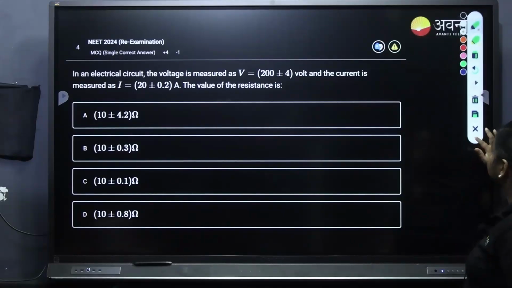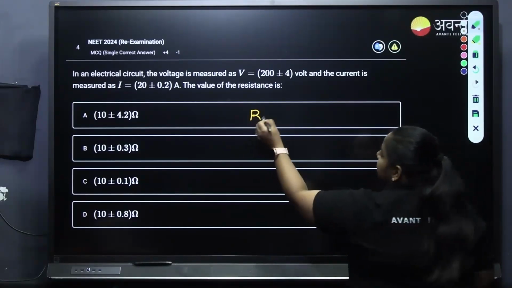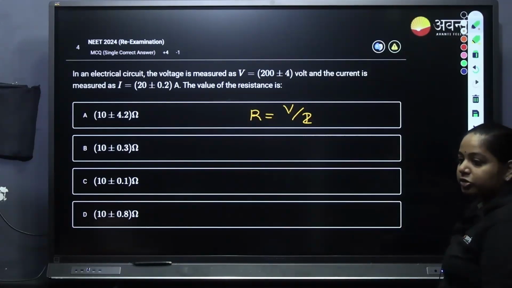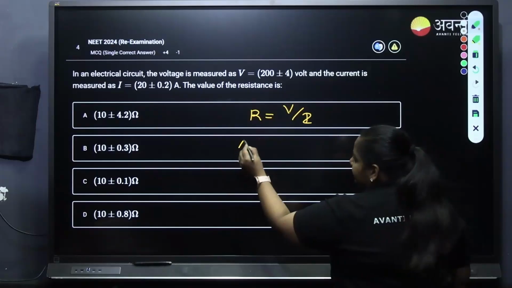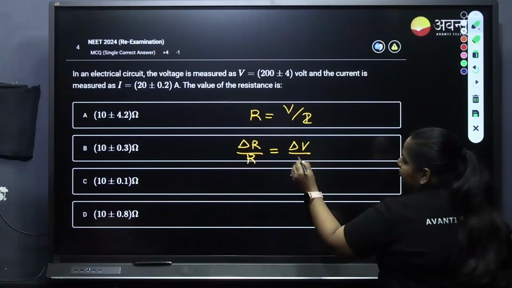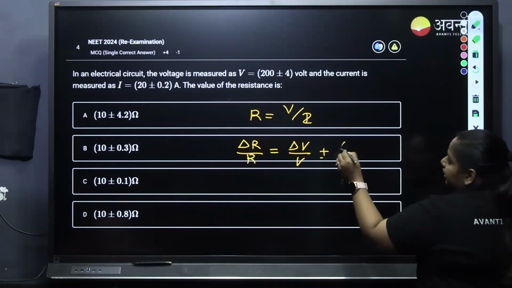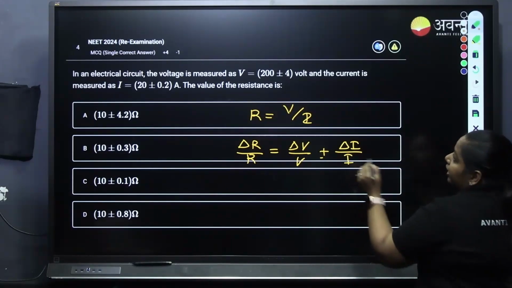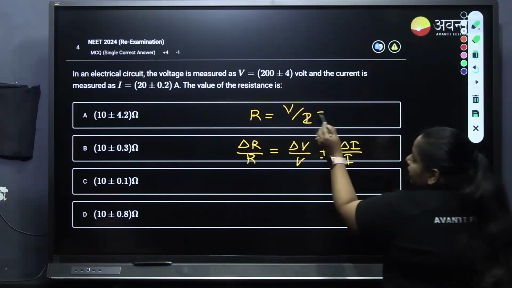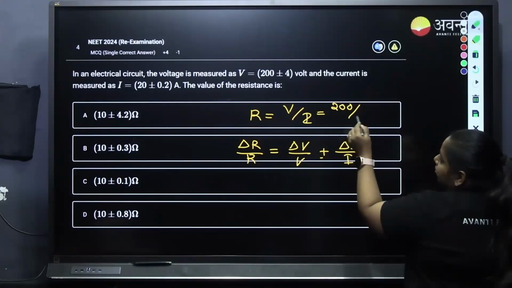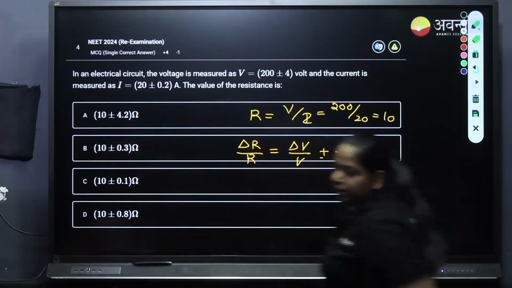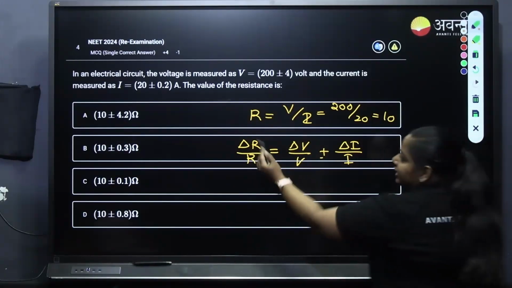Remember Ohm's law. Resistance equals V by I. So it is division, and in division our formula is delta R by R equal to delta V by V plus delta I by I. R equals V by I, so 200 divided by 20 is equal to 10. You don't have to calculate, in every option it is 10 only. You only have to calculate this delta R.